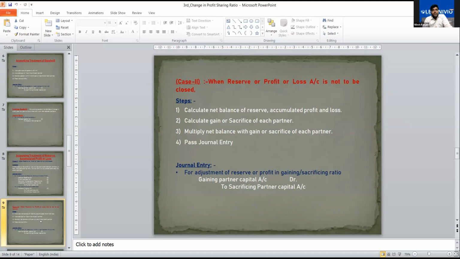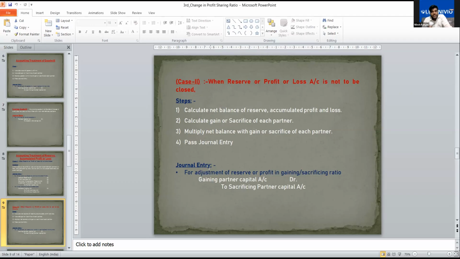So in the second case, we cannot close the reserve, accumulated profit or loss. So that's why in the journal entry, we cannot write the general reserve, accumulated profit or loss. That's why only capital account is written. So calculate net balance of reserve, accumulated profit and loss. There will be no separate balance, separate calculation, or separate journal entry in this case. Only one single adjustment entry is required. So that's why we need a single balance.